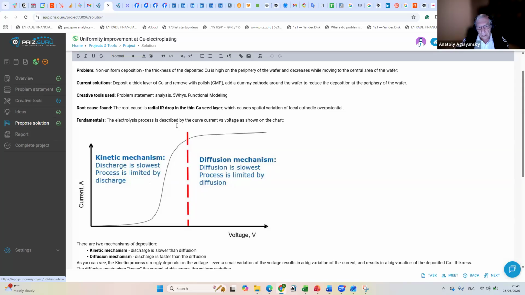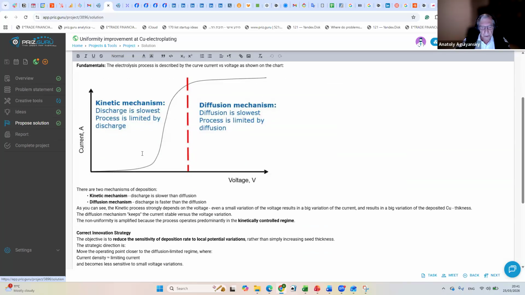The second part of this curve is called diffusion. It's diffusion mechanism. It means the diffusion is very slow, goes very slow, but interaction is very fast. And the whole process is defined by diffusion. What's interesting now, what's happened with the process?